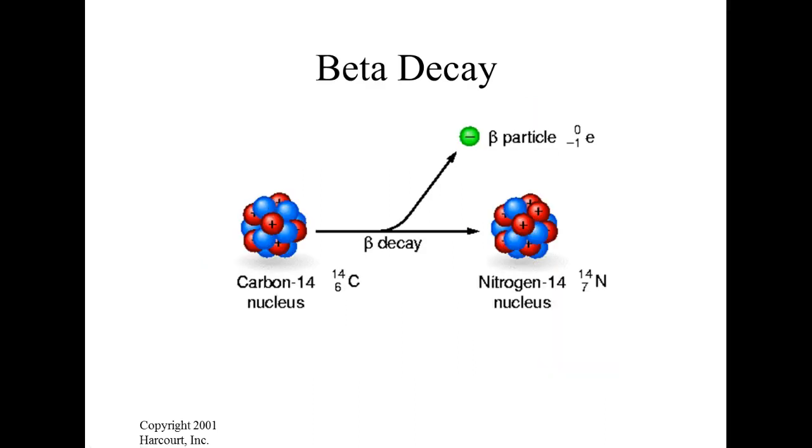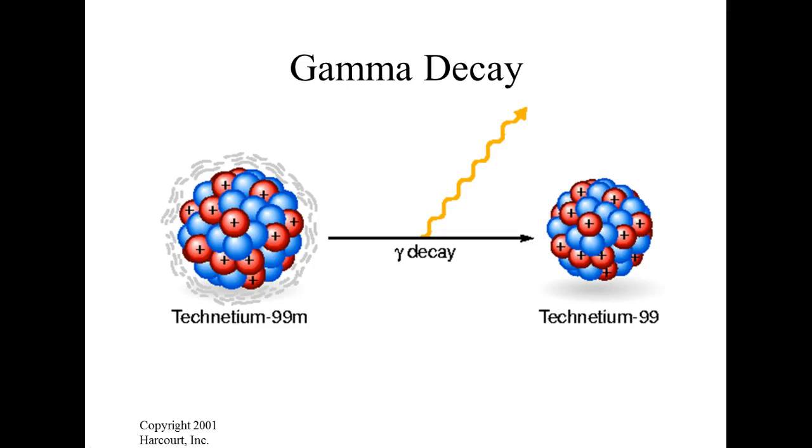Beta particles in beta decay is just an electron that's ejected. So we have carbon-14. It had 14 mass and 6 protons. And when it loses this electron, it changes its protons to 7, and it becomes nitrogen. And gamma decay takes an unstable nucleus, loses some energy, and then it becomes stable.